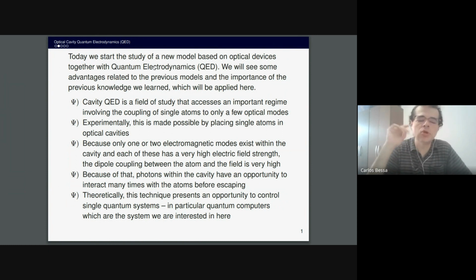We did this when we were talking about the coherent modes, but it was very short, because the idea there was just a motivation for the type of model that we considered in the beginning, that's the coherent lasers using the coherent modes. So we will see some advantages related to the previous models and the importance of the previous knowledge we learned, which we will apply here.